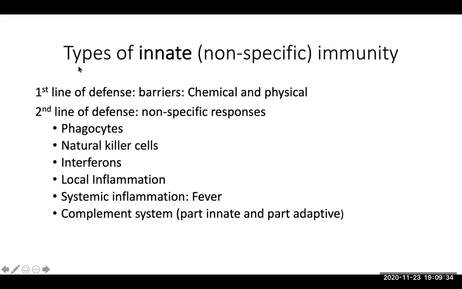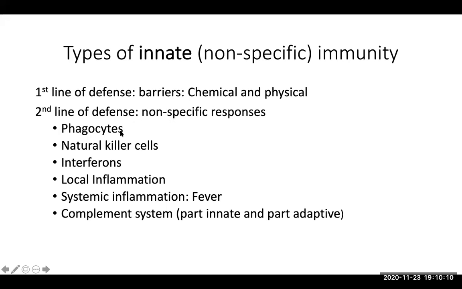Okay. So now let's talk about the innate or non-specific immune system. The first line of defense is really prevention, not even letting bacteria get into the body. These would be chemical and physical barriers. And we'll talk about those in a little bit more detail in a second. But let's say a pathogen gets past the first line, then you have the second line of defense, which will be non-specific immune responses.